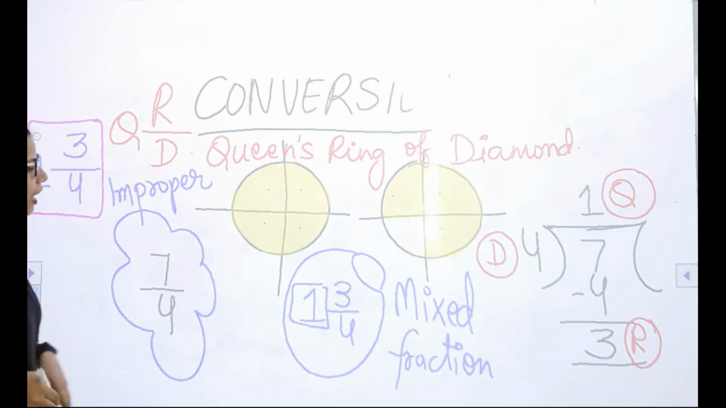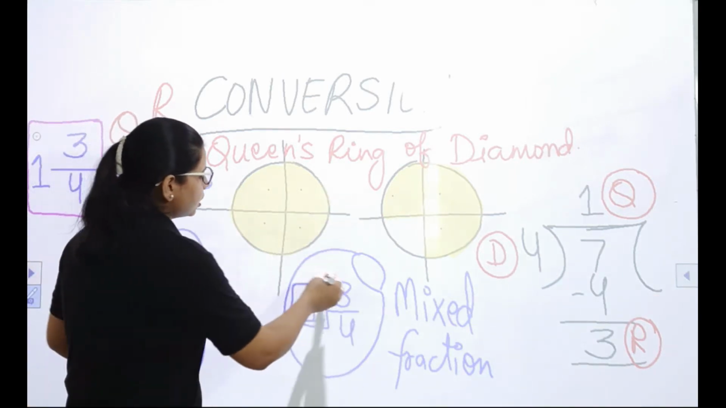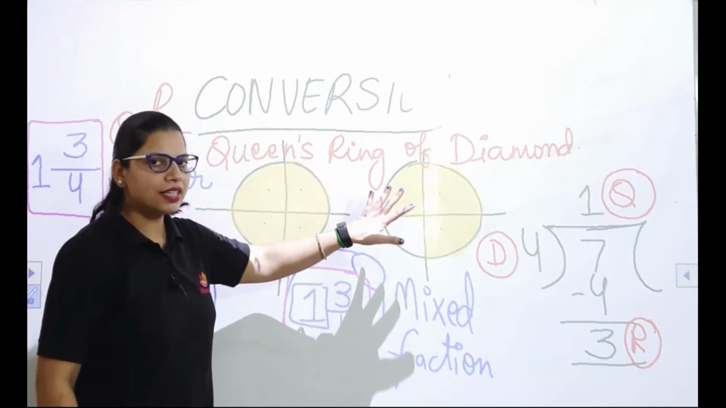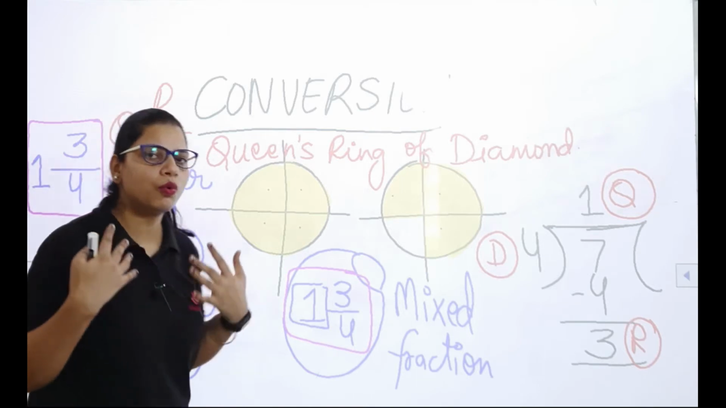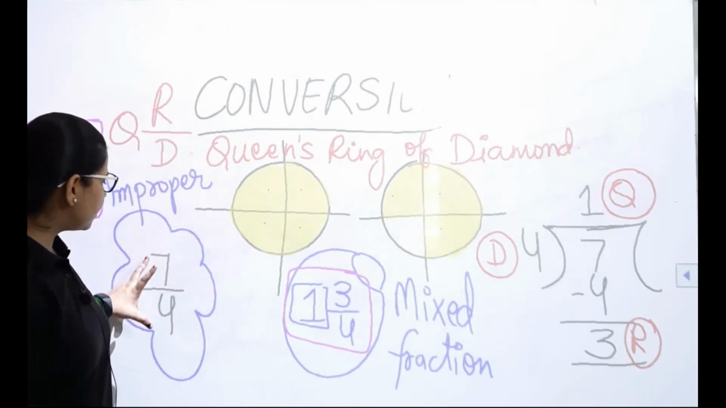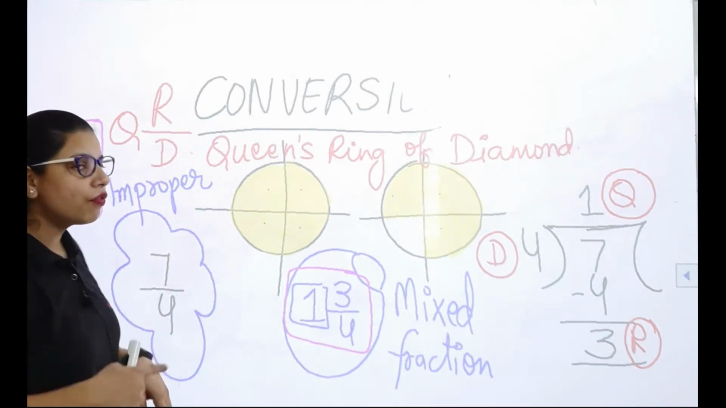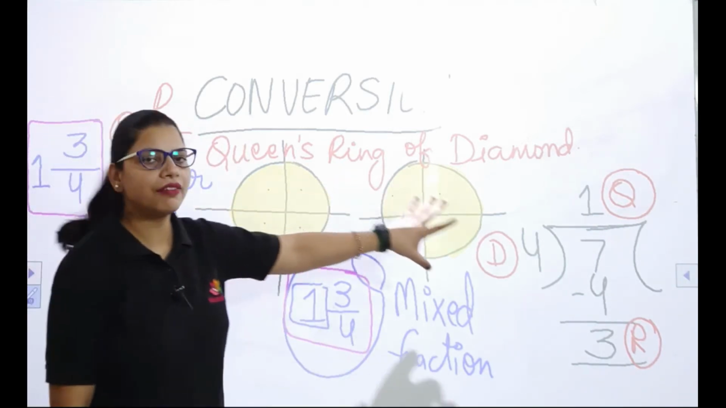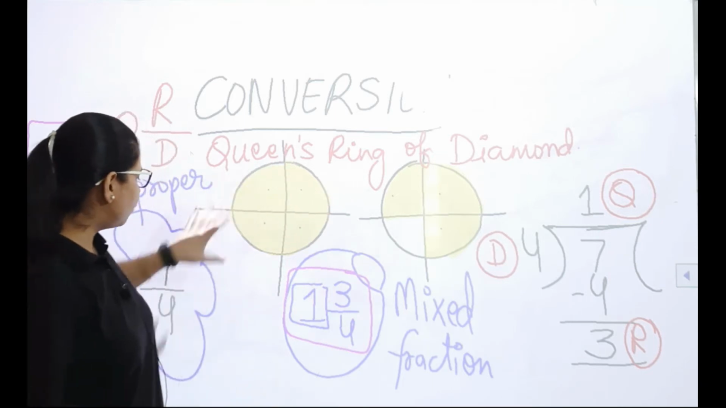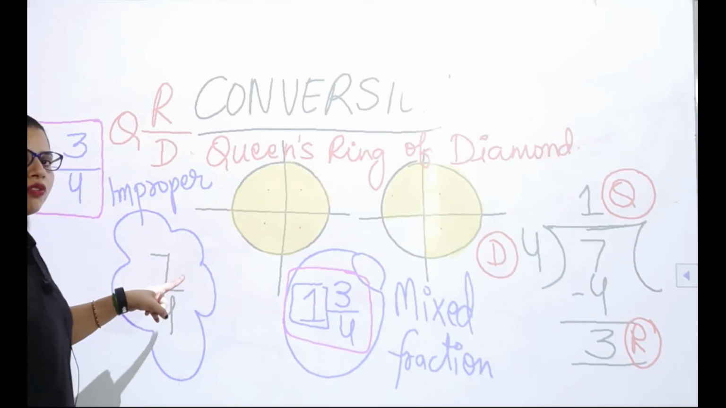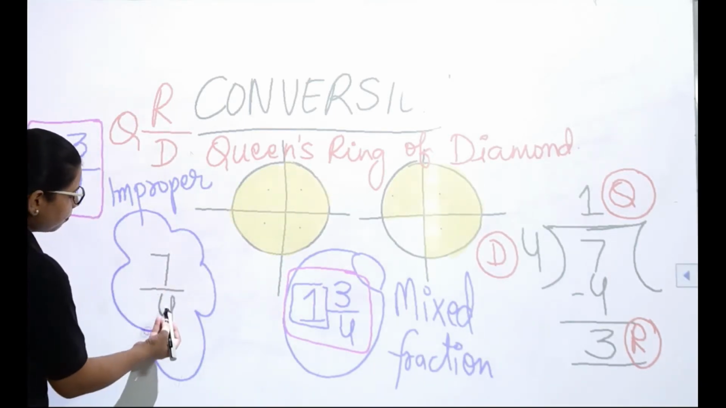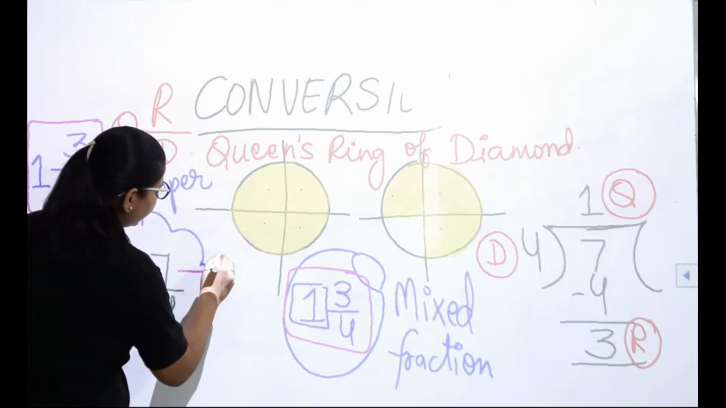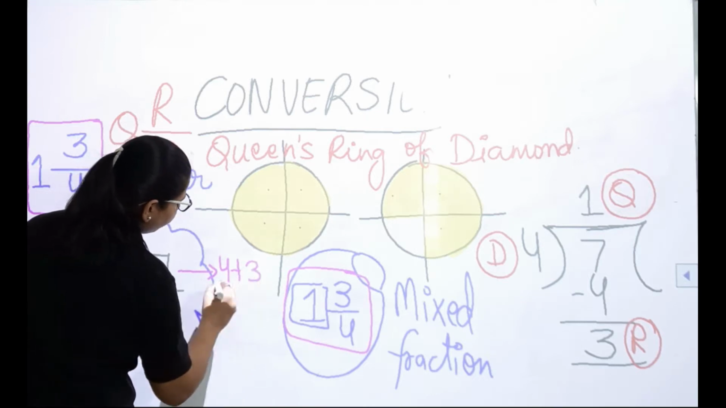Now, what we need to see is that this is the mixed fraction and this is the representation of this fraction. They both are the same. If we want to represent it pictorially, agar hame isi fraction ko picture ke form mein represent karna hai, then what will we do? It's more than 4. 4 se zyada parts hai yahan par. 7 is 3 more than 4. If we break it, it will be 4 plus 3 upon 4.